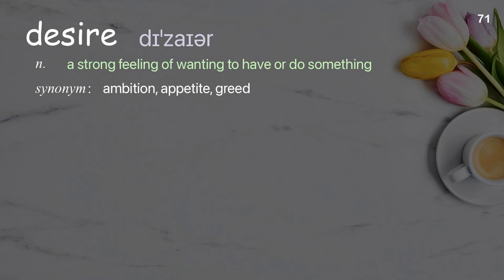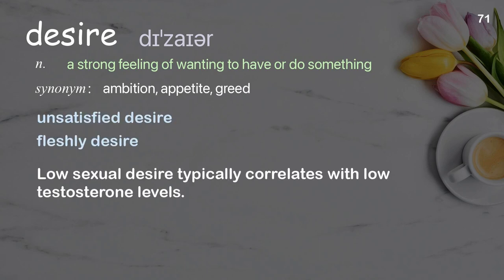Desire: a strong feeling of wanting to have or do something. Examples: unsatisfied desire, fleshly desire. Low sexual desire typically correlates with low testosterone levels.